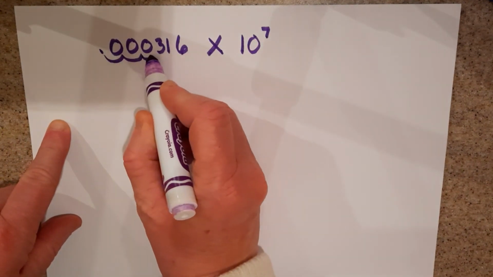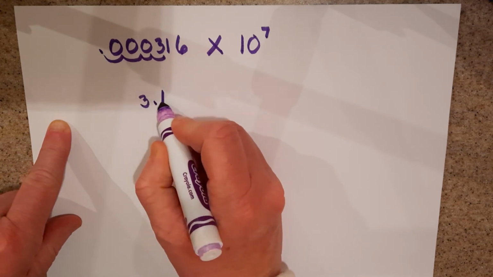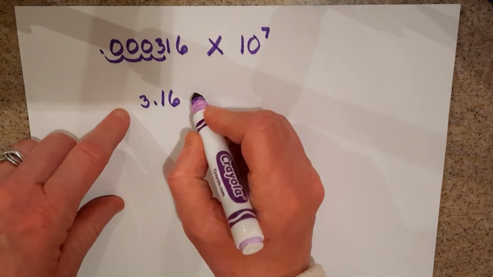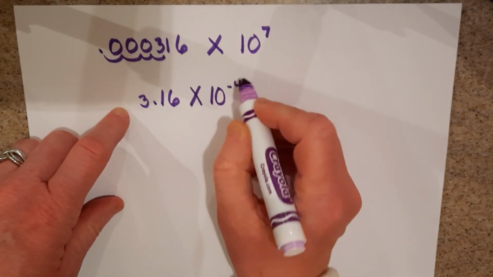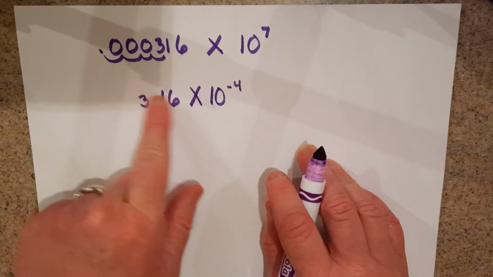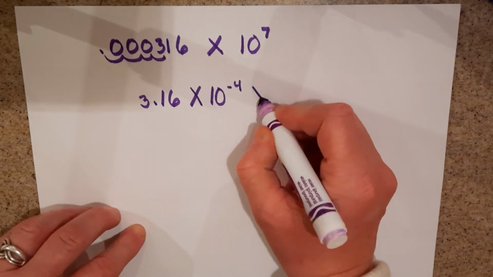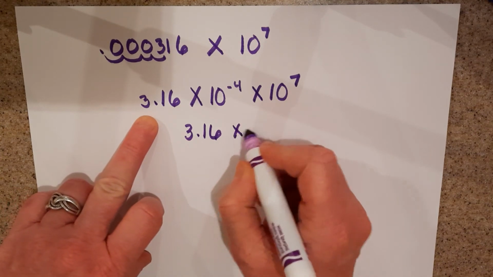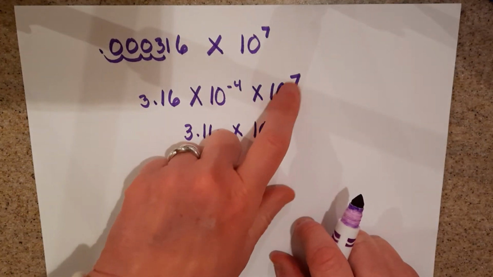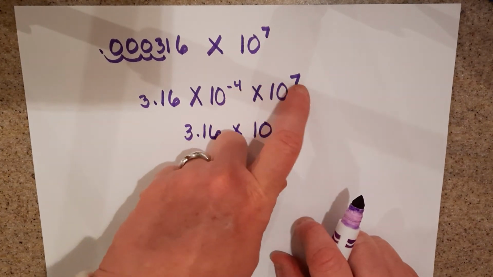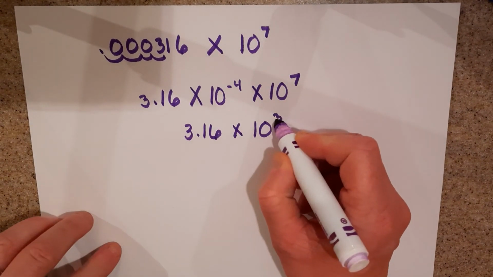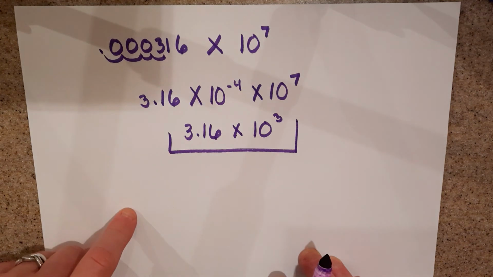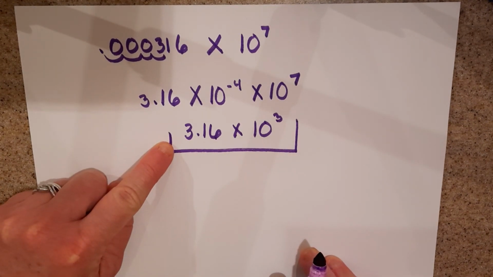So again, we move the decimal point over until we get a number between 1 and 10, not including 10. We get 3.16, and we moved it to the right 4 times. So it's 10 to the negative 4. Now this represents this, so we have to multiply it by 10 to the 7th, which gives us 3.16. Then when we multiply 10 to the negative 4 times 10 to the 7th, we simply add the exponents. Negative 4 plus 7 equals 3. So that is our answer: 0.000316 times 10 to the 7th, written in scientific notation, is 3.16 times 10 to the 3rd.